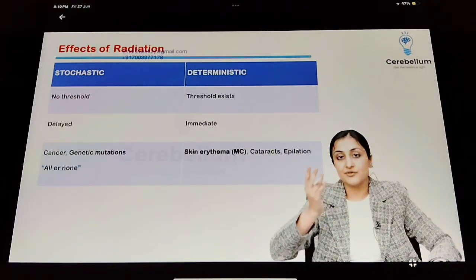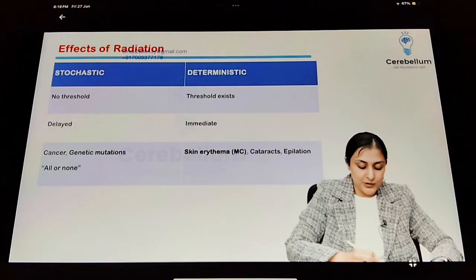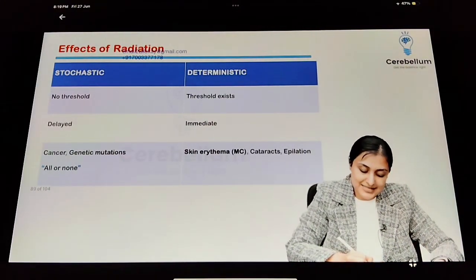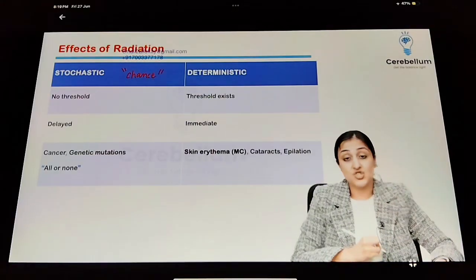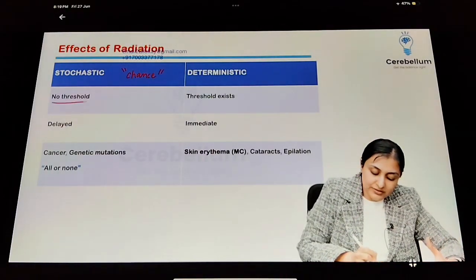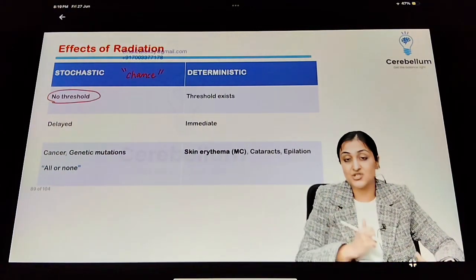So what are the effects of radiation? Why do we say radiation is bad? So there are 2 kinds of effects you have to remember, stochastic and deterministic. The word stochastic means literally by chance. So these are not going to happen in everybody. It depends on chance. So there is no threshold. There is no threshold beyond which I will say that this patient will have this effect.